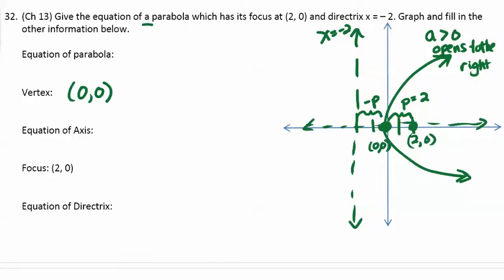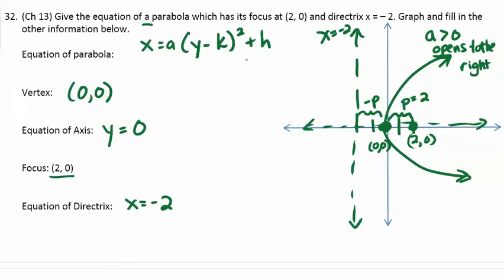So the equation, we can answer some of these other questions very quickly here. The axis of symmetry is how we fold this parabola in half, so that would be y equals 0. We were given the focus at (2, 0), and we were given the equation of the directrix. That should have been filled in here already. So what does the equation of the parabola look like? We know that when it is turned sideways, it is of this form, and we could have other values here for the x and y coordinates of the vertex, but here we know our vertex is at (0, 0).